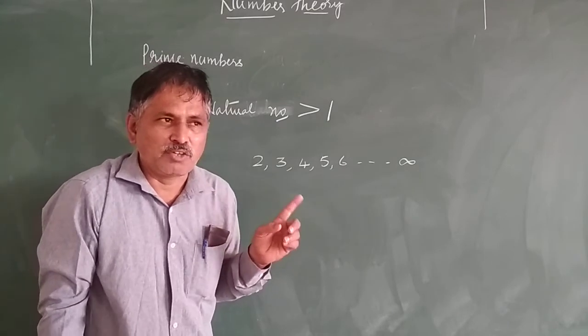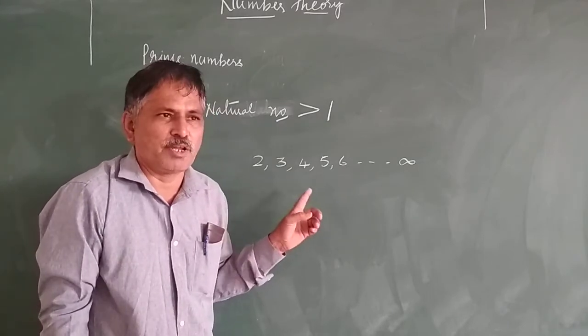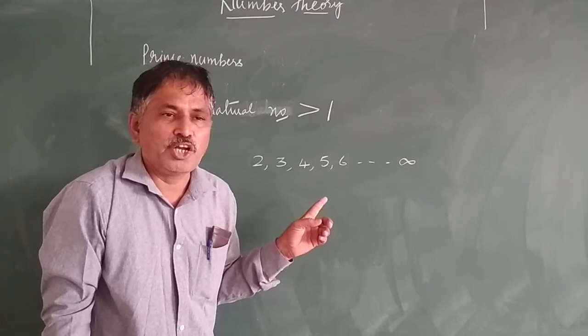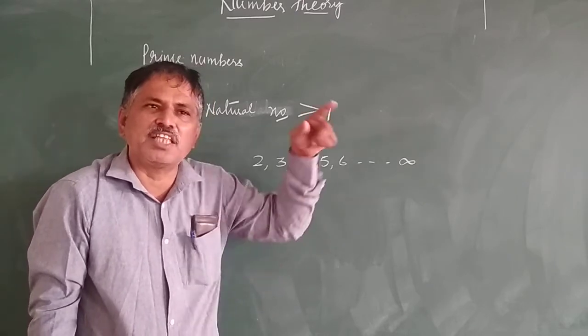In order to decide whether it is a prime number or a composite number, you need to take the values greater than 1.